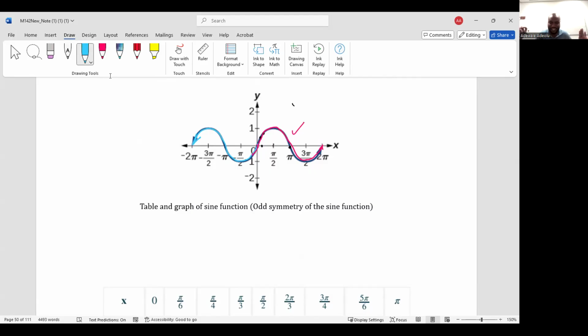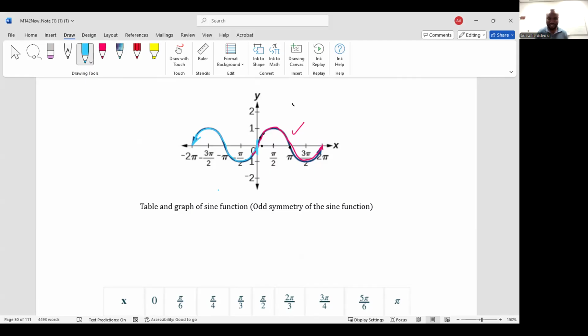So nothing fancy there at all. There is one thing we notice here. We observe that the sine function, again, as we have learned before, is an odd function, or we say the odd symmetry of the sine function. If you look at this, we can see it is symmetrical about the origin.